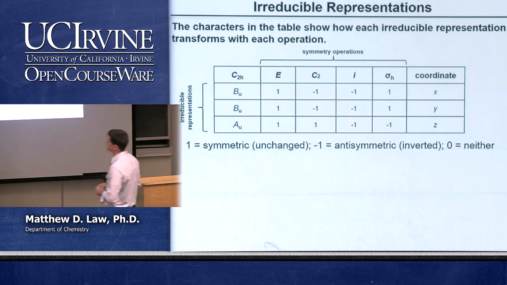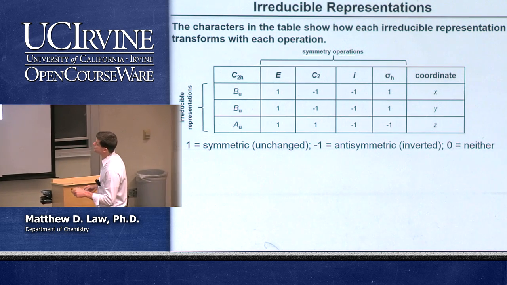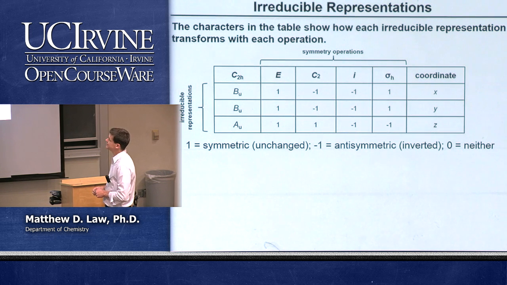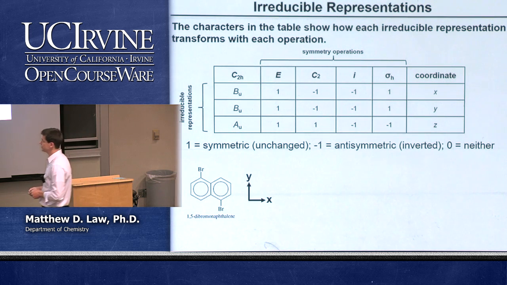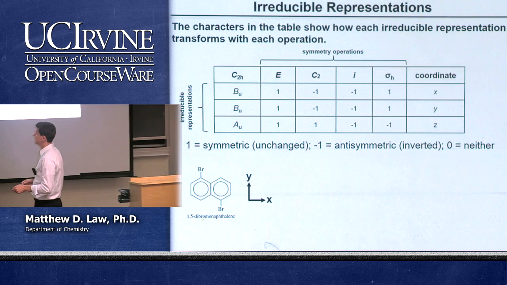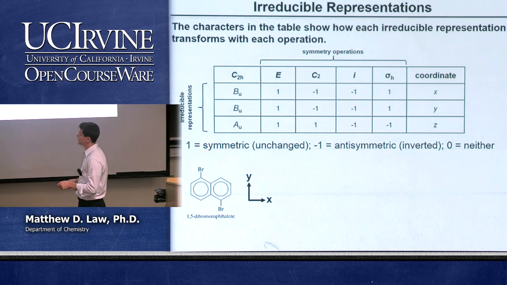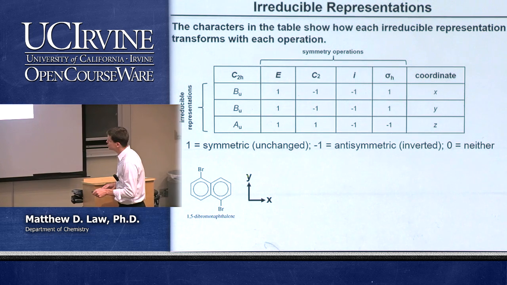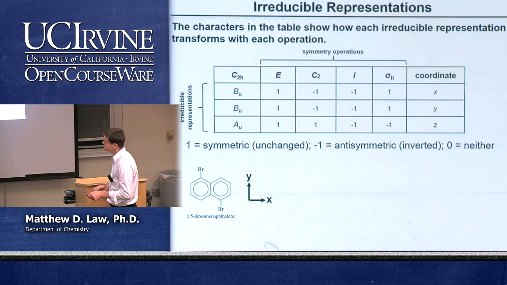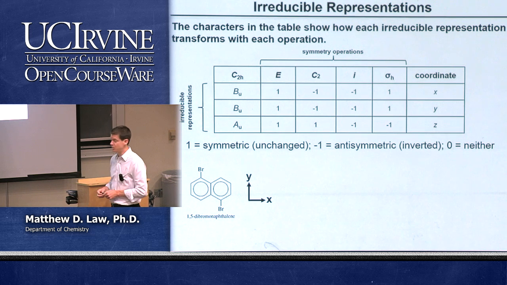Okay. So let's look and see how this portion of the character table for C2H gives us information about how our different coordinates change with these symmetry operations. Let's use an example. This is the same example that we used before, 1,5-dibromonaphthalene. This is a C2H molecule that you should be able to convince yourself of very quickly. We use the convention that the z-axis is along the principal axis of the molecule, the C2 axis in this case. And that means the molecular plane is the xy plane.